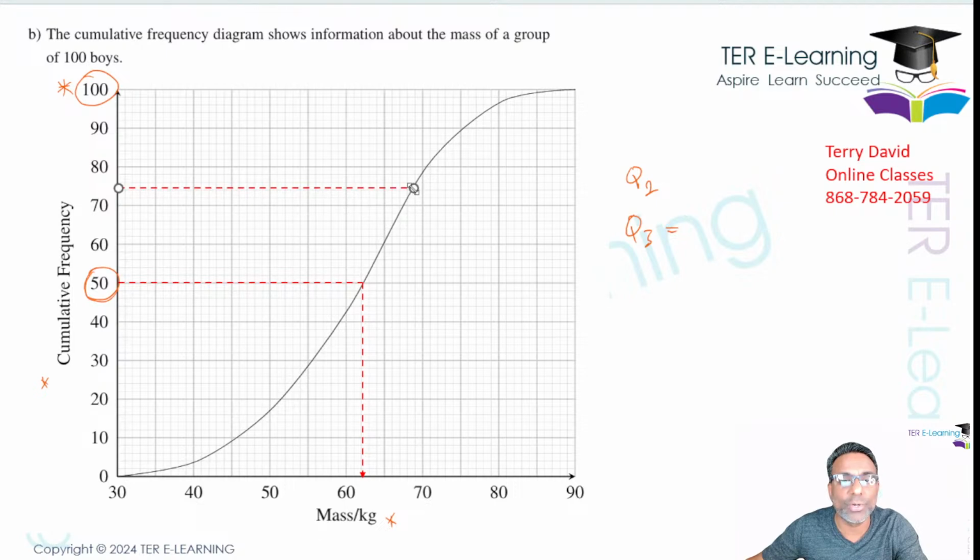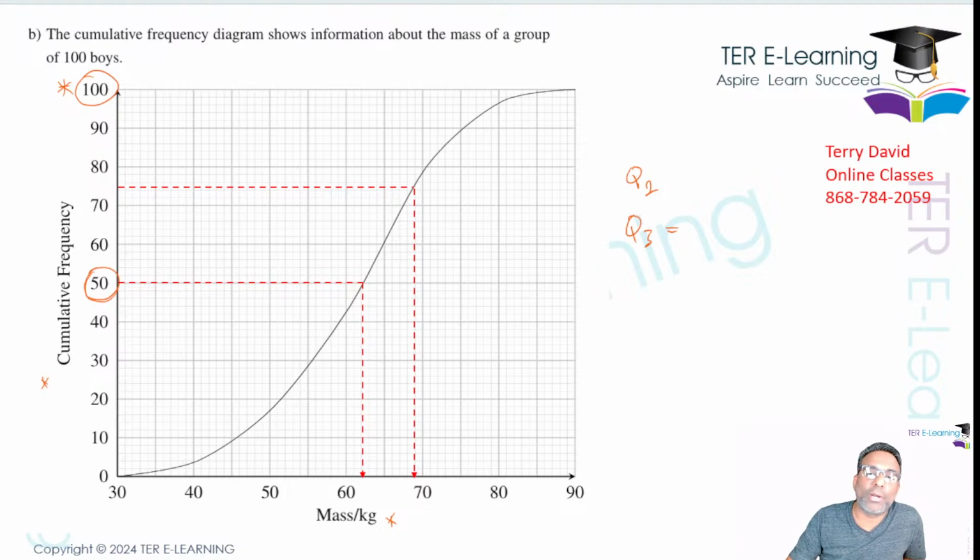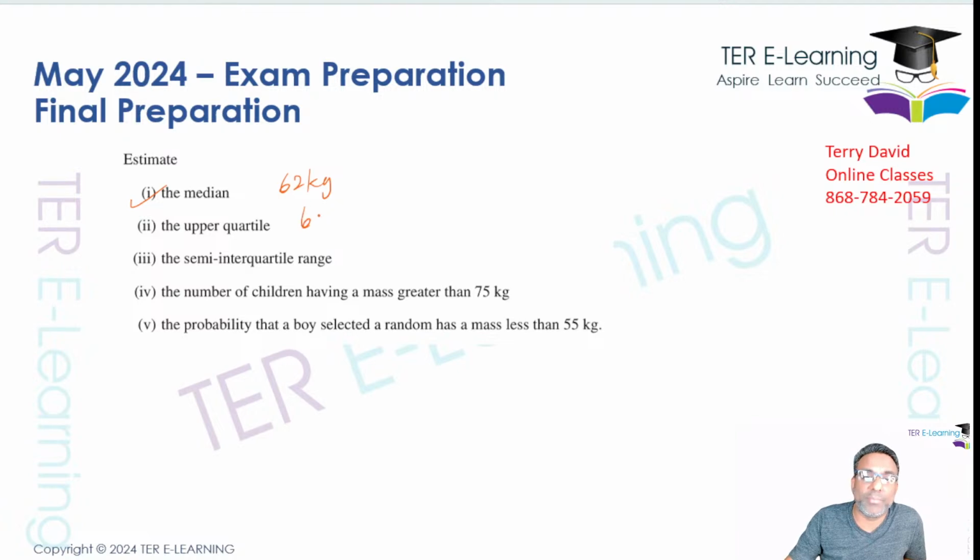So you're going to take your ruler in the exam and you're going to draw a line at 75. And then we're going to come across here, and remember it's an estimate, so some answers may vary for some students. So this estimate here looks like about maybe 69. So your Q3 or your upper quartile is about 69 kg.